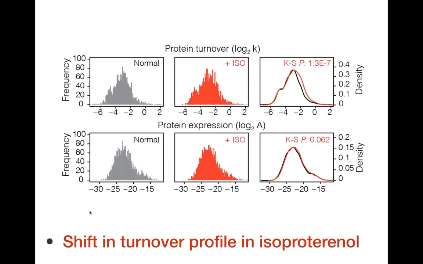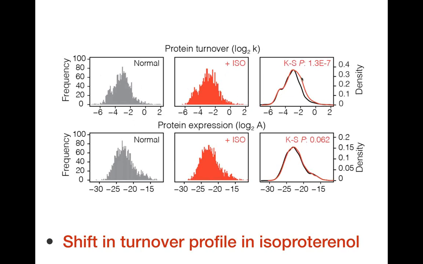One of the things we saw was there was a rather wide distribution of turnover rates, as you could see in this histogram on the upper left here. That corresponds to at least 2 orders of magnitude. This is a log2 scale on the bottom here. So this is the gray histogram in normal hearts. And in hypertrophic hearts, as you could see in the red histogram here, there's a linear shift toward faster turnover rates.